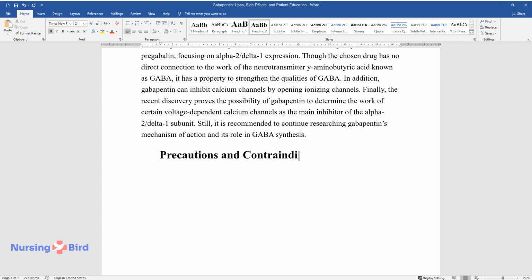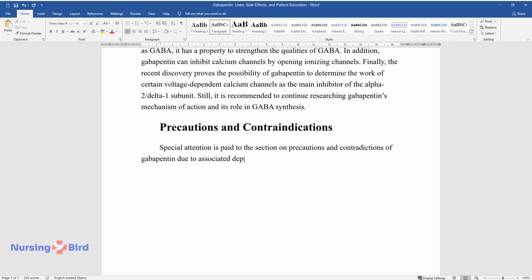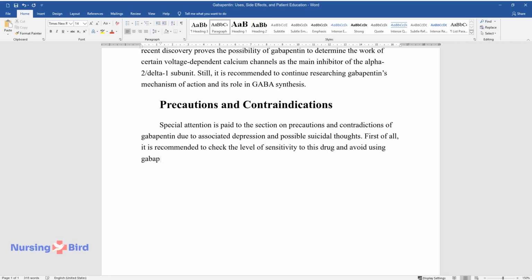Precautions and contraindications. Special attention is paid to the section on precautions and contraindications of gabapentin due to associated depression and possible suicidal thoughts. First of all, it is recommended to check the level of sensitivity to this drug and avoid using gabapentin in patients who demonstrate hypersensitivity to any of its components.